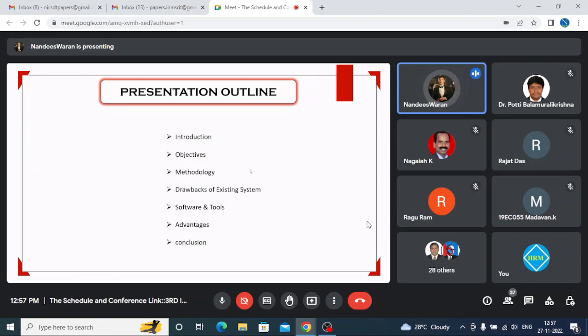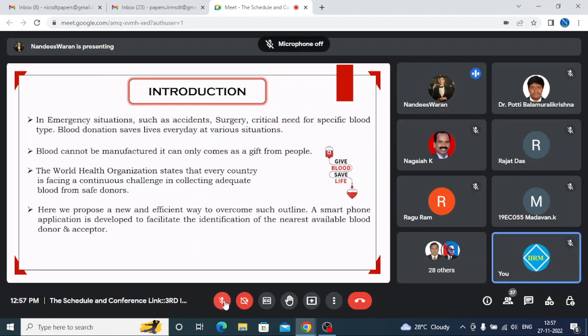These are the presentation outline about our project. Introduction about our project. First of all, our project is to create an application to donate and accept blood. Blood donation saves lives every day in various situations. In many emergency situations such as accident, surgery, critical need for specific blood type, blood cannot be manufactured. It can only come as a gift from people. Even the World Health Organization states that there are many problems to collect blood from the donor and give it to the receiver, the acceptor.